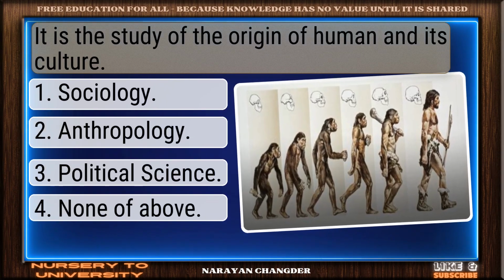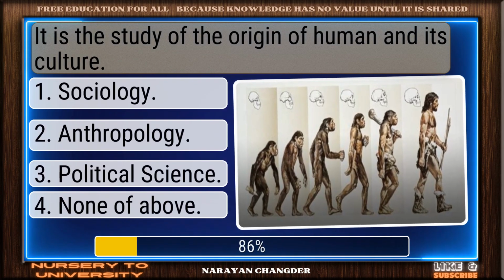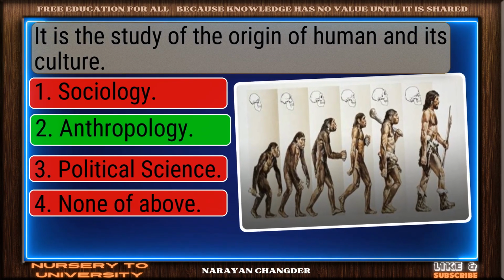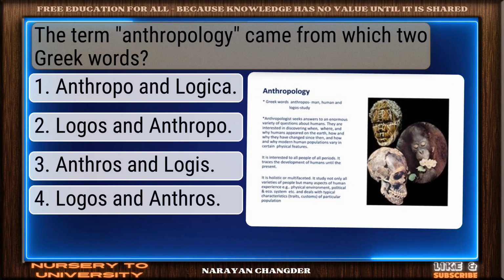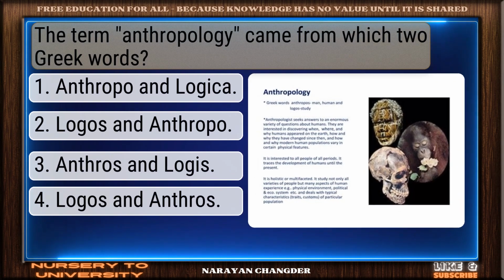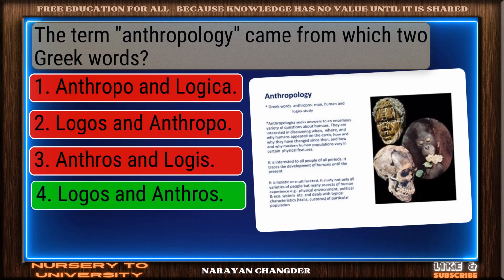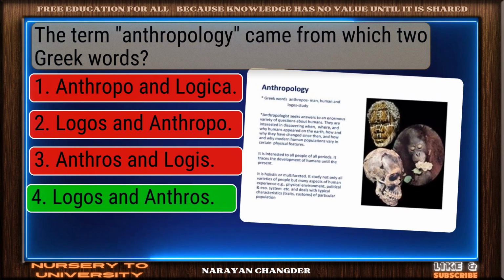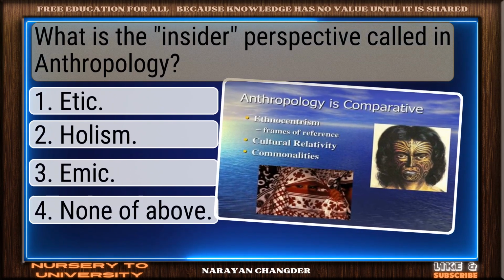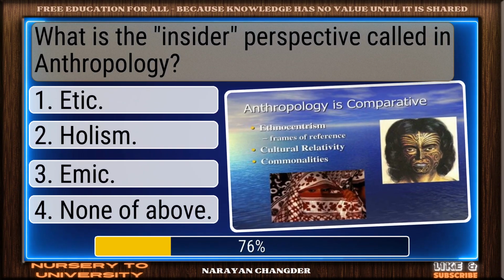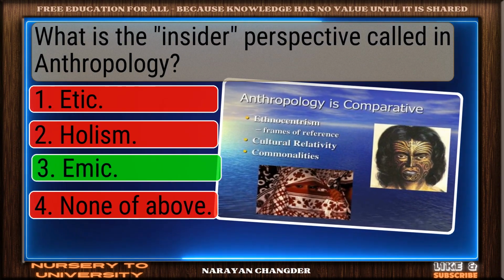It is the study of the origin of humans and their culture. Valid point. Anthropology is true. The term anthropology came from which two Greek words? Good job. Logos and anthros works well here. What is the insider perspective called in anthropology? Nicely done. Emic is a solid answer.